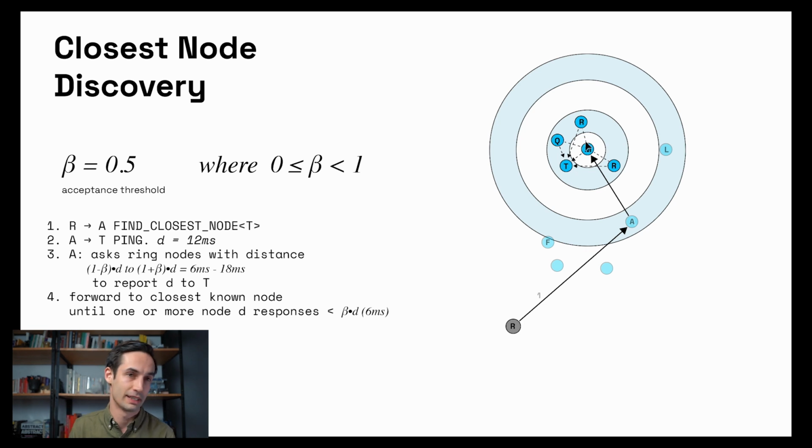But if not, let's say that M comes back with 7 milliseconds, A sends the request to M, M goes to Q, R, and a mislabeled R, and they all ping T, and M gets the shortest number. So it says, okay, cool, I'm the closest. And M can respond to A, and A can respond to R with M.